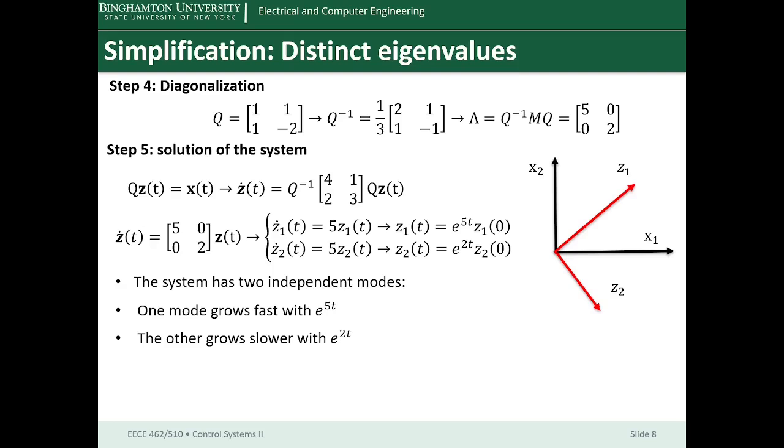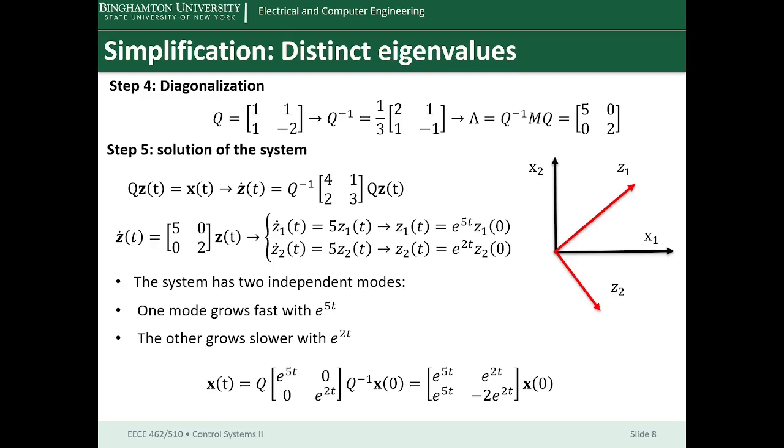Each mode evolves as a single exponential term, one with a rate of 5 and the other with a rate of 2. So one mode grows much faster, while the other evolves more slowly. When we transform the solution back to the original coordinates x1 and x2, we can clearly see how the system appears coupled again in that space. It's actually the combination of two independent exponential behaviors.